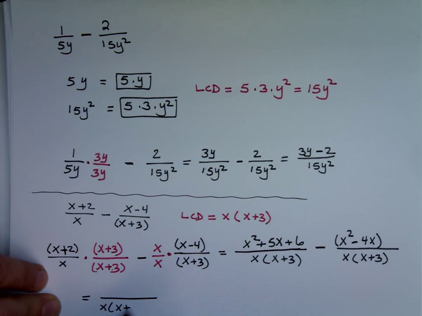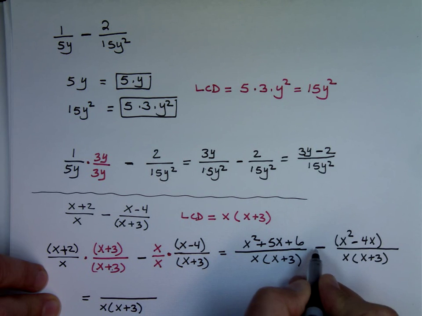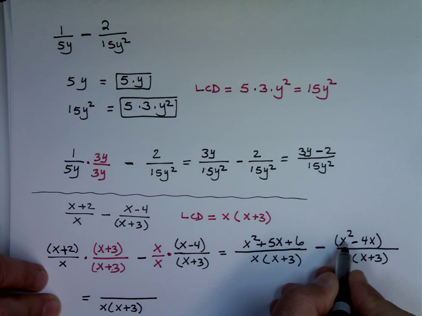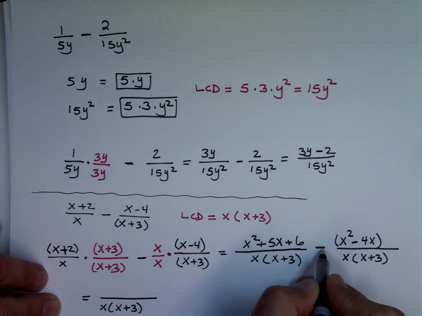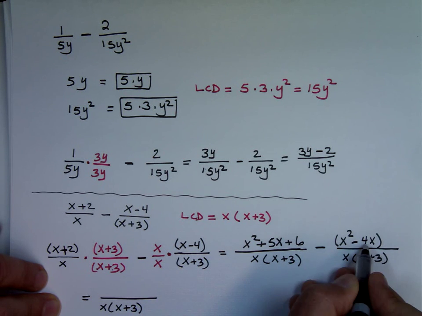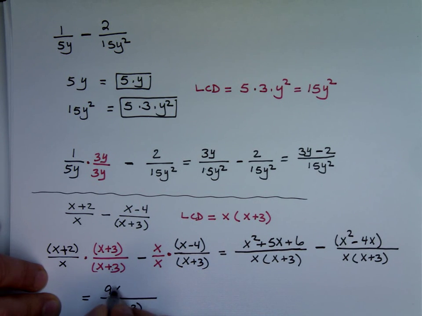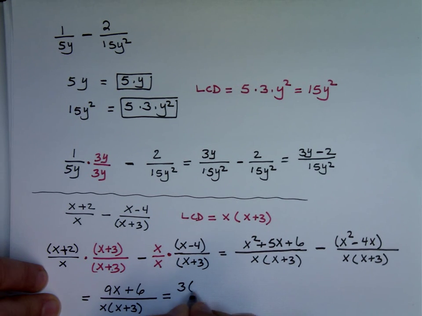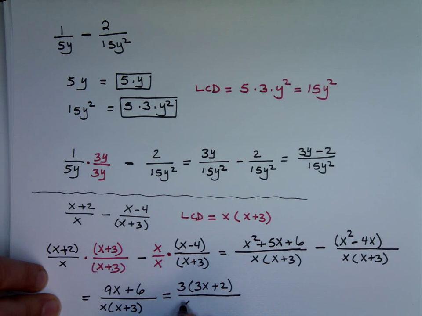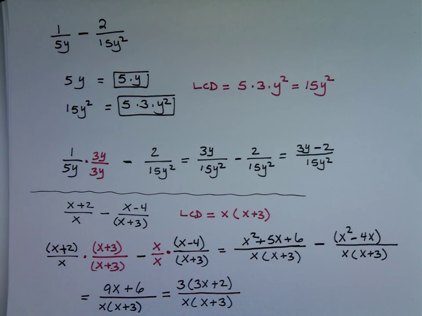What is x squared minus x squared? Gone, 0. What is 5x minus a negative 4x? Minus a minus, that's a plus. So what is 5x plus 4x? That's 9x plus the 6. And you should always try to simplify that, because you never know if anything cancels out. I can take a 3 out. What's left? 3x plus 2 over x times x plus 3. And nothing simplifies, cancels, that's it.